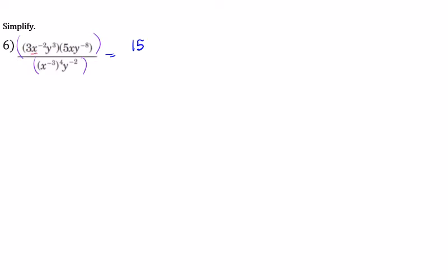Like here, we have x times x, right? So we have an invisible 1 here, so we're going to add -2 with +1. So that's going to give me x to the -1, right? -2 plus 1 is -1. So next, I'm going to deal with the y's. y cubed times y to the -8th. So we would add those exponents. 3 plus -8 is -5.